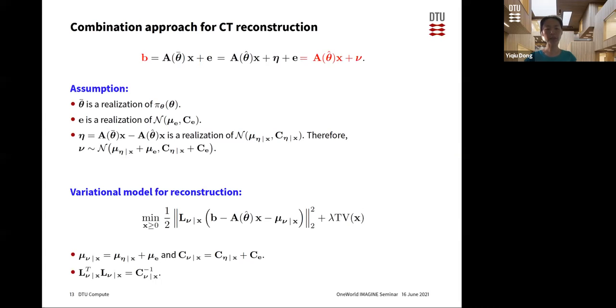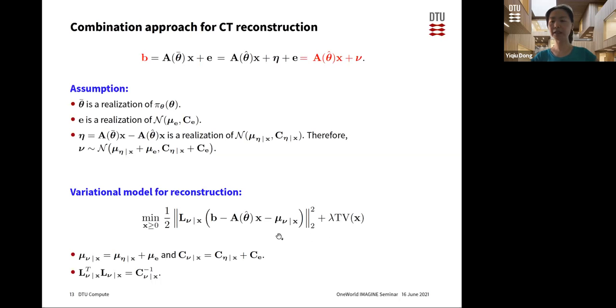Then for the reconstruction part, we use this variational model. Here the data fitting term comes from marginalizing the combined errors. So mu here is the mean of nu, and L is the Cholesky factor of the inverse of the covariance of nu. Basically, we marginalize the error term. And for regularization, we use total variation.